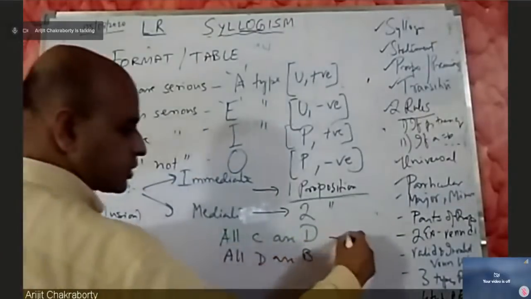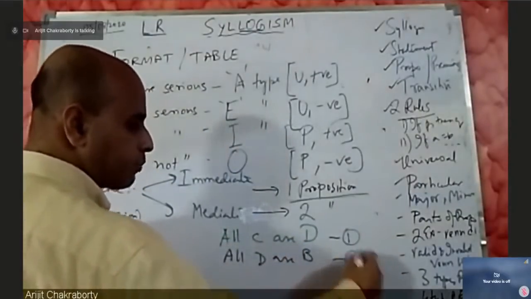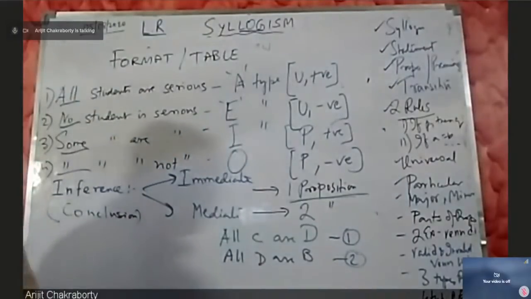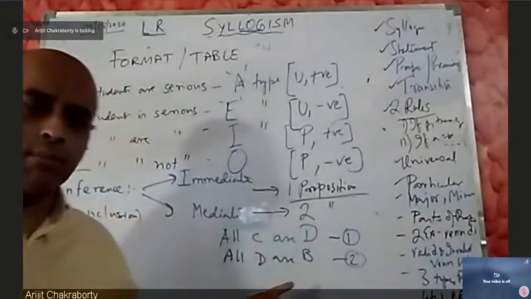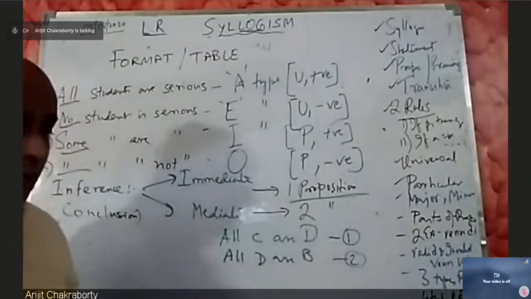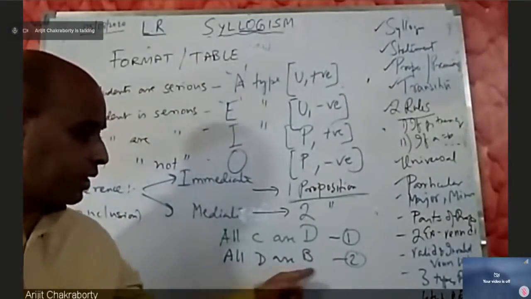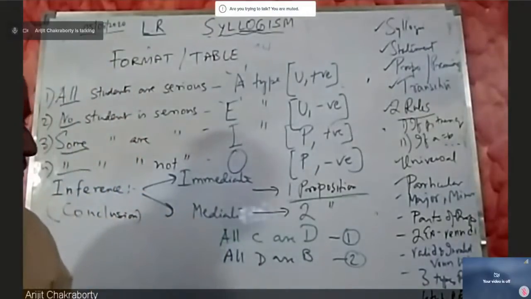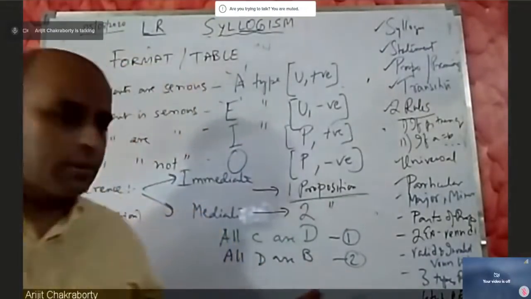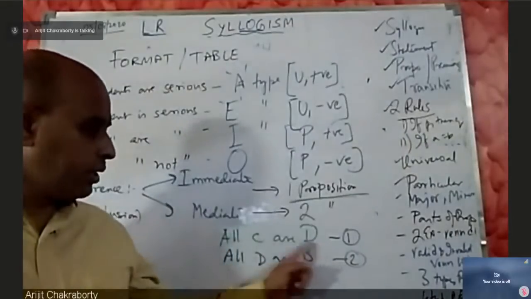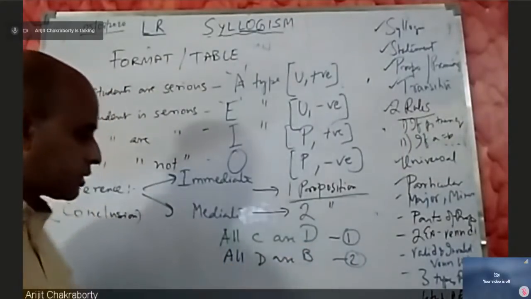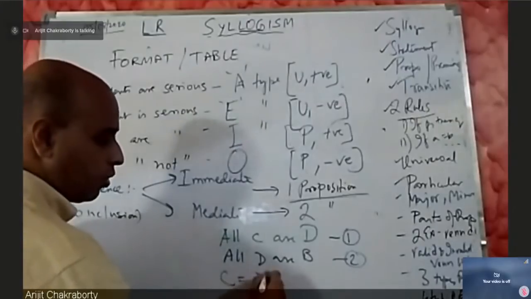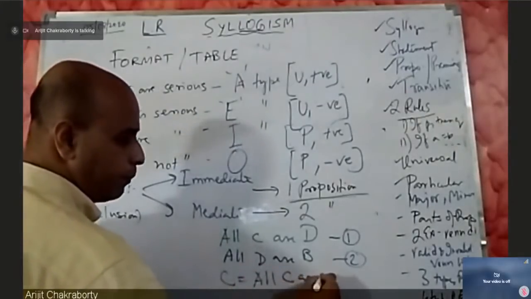All C are D, this is statement number one. Statement number two is all D are B. Okay, so the conclusion is what? All C are D, all D are B. So the conclusion is: all C are B.